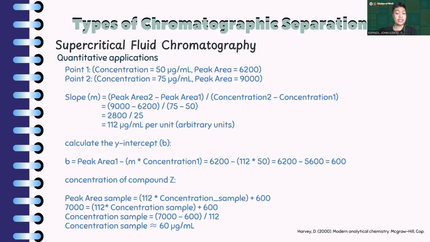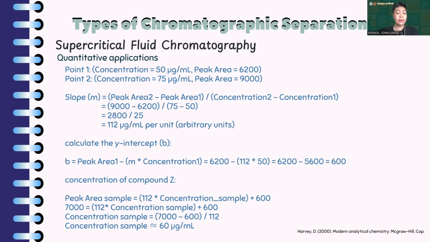First, we need to calculate the slope and y-intercept of the calibration curve using 2 points, which gives us point 1 that has a concentration of 50 microgram per milliliter and peak area of 6,200, while point 2 gives us a concentration of 75 microgram per milliliter and peak area of 9,000. Now, to solve for the slope: m equals peak area 2 minus peak area 1 over concentration 2 minus concentration 1, which gives us 112 per microgram per ml.